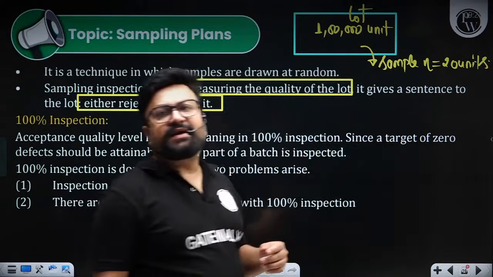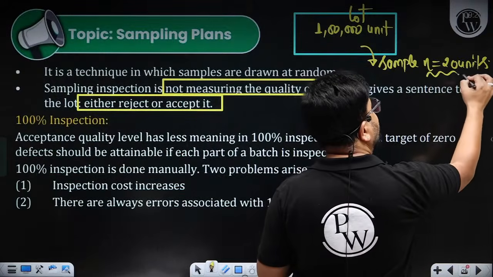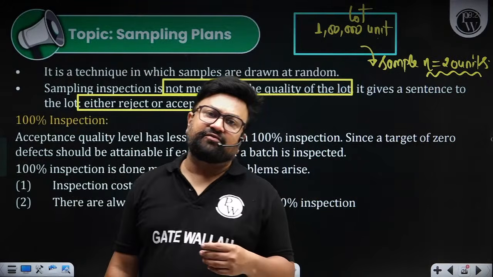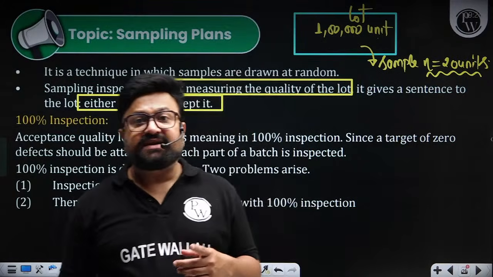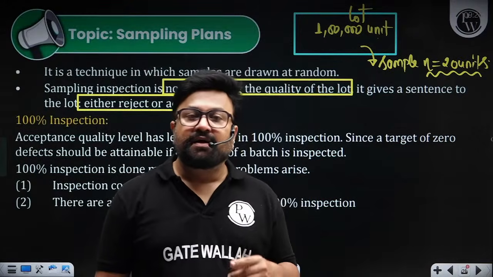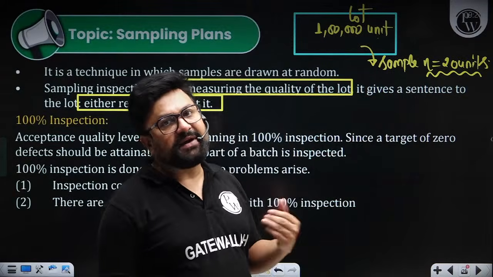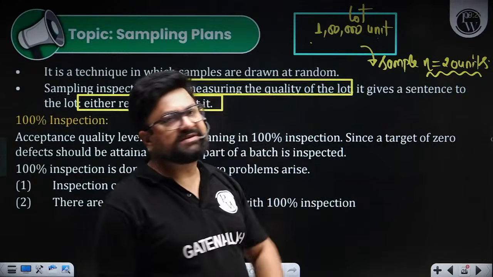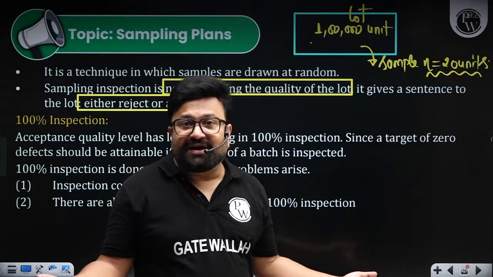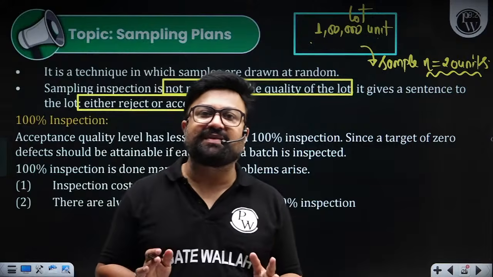So we are not doing 100% inspection, and on the basis of the inspection of the sample, we decide whether we have to accept the lot or reject the lot. This will not decide the quality; it decides whether we accept or reject. Then you can say, sir, if we select 20 units randomly, some defective units may be present in the rest of the lot. Then you would need to do 100% inspection, and 100% inspection is not possible by a human.